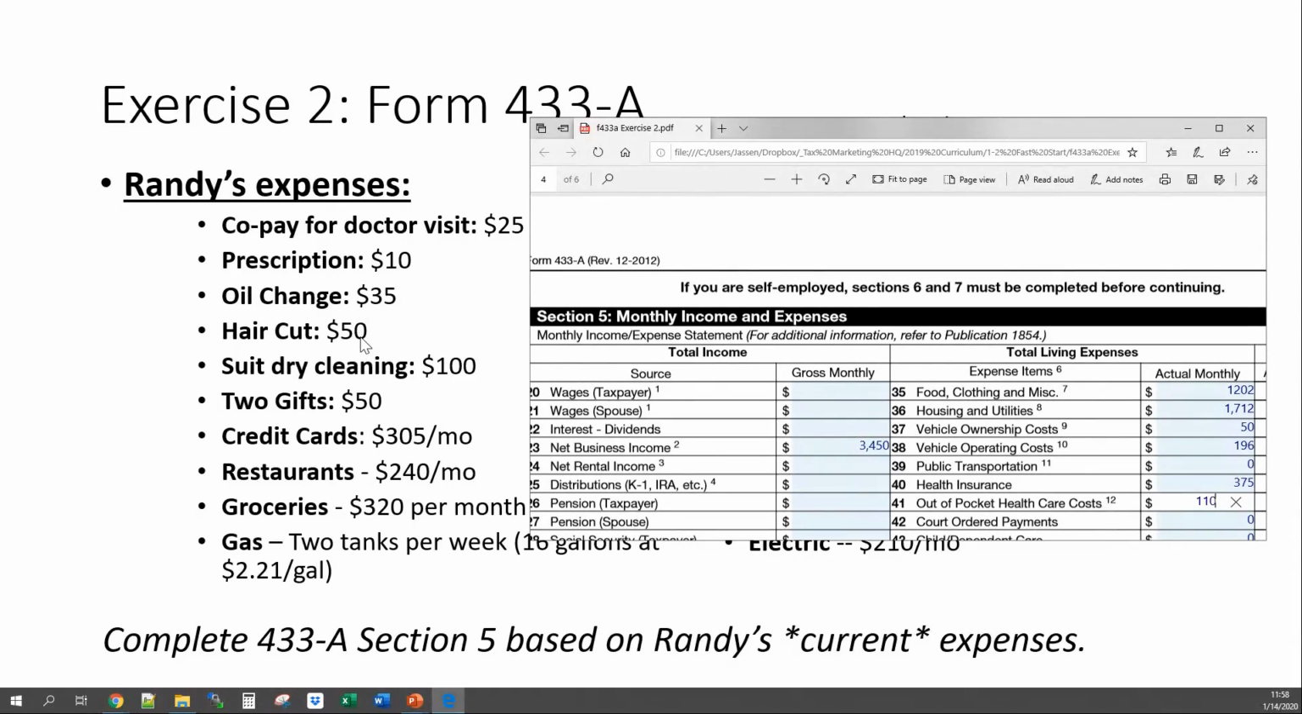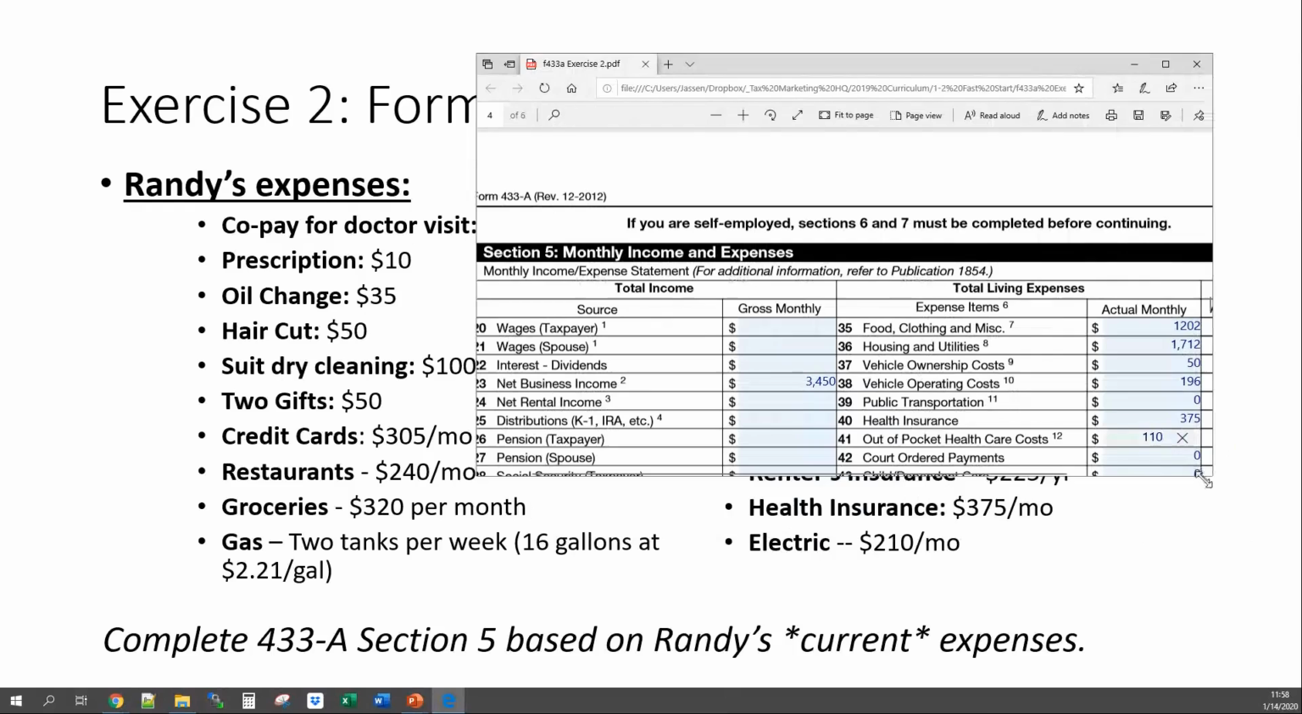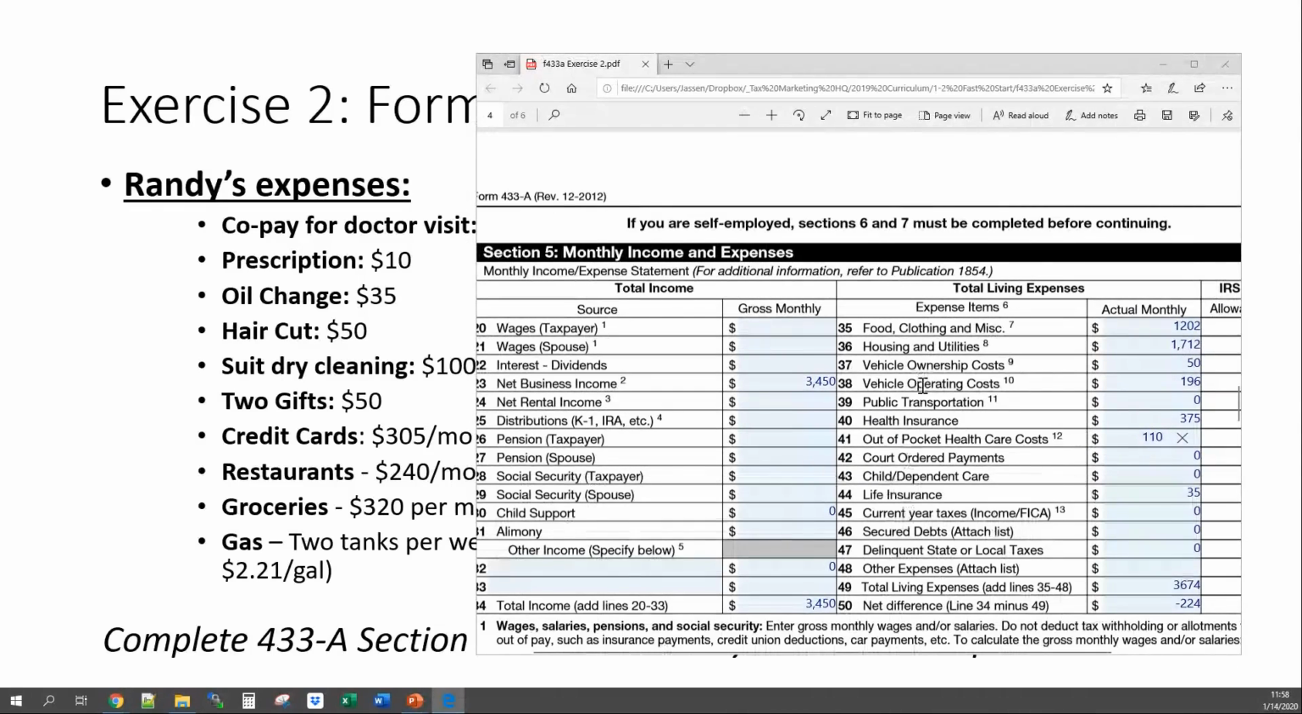A haircut, that is actually, let's do this. So where does a haircut fall? Out of the expense categories we talked about, what's a haircut? Type this into the question box. Where does a haircut go? That's an expensive haircut in my world.